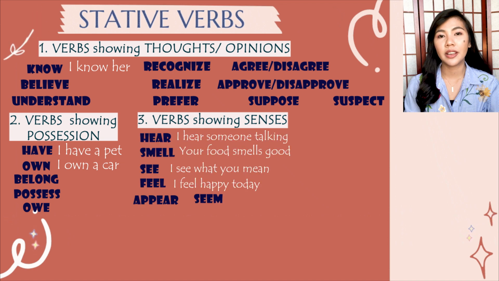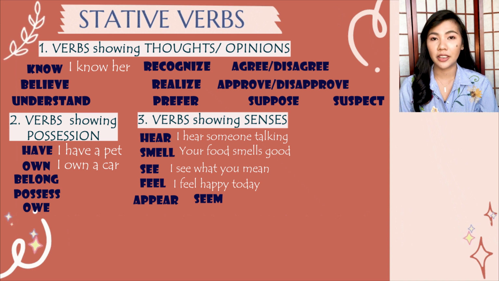Number 3, verbs showing senses. These verbs are hear, smell, see, feel, appear, and sing. For example, I hear someone talking, or I feel happy today. Your food smells good. I see what you mean.